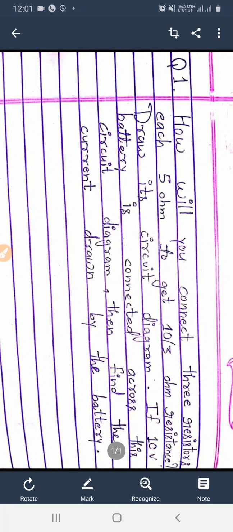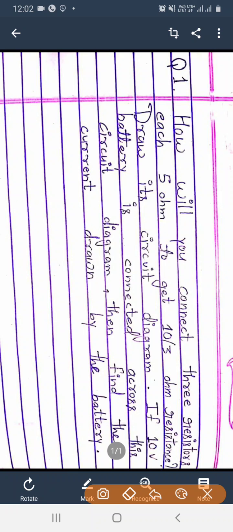Here is the question: how will you connect 3 resistors each 5 ohm to get 10 by 3 ohm resistance? You have to think. There are 3 resistors of 5 ohm, 5 ohm and 5 ohm. So how will you connect here? If you connect all 5 ohm in series, then you will get 15 ohm. If you connect all 5 ohm in parallel, then you will get 5 by 3 ohm, that is R equivalent is equal to R by N.